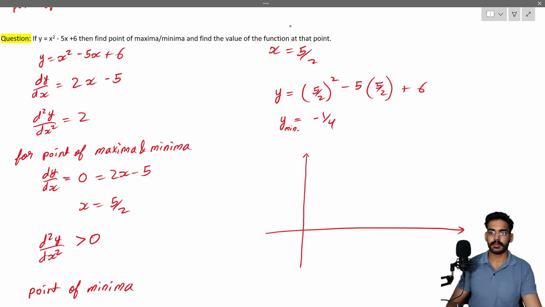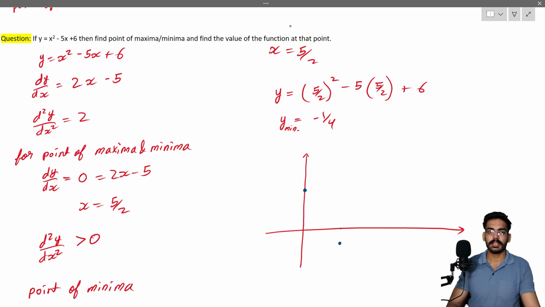Okay, we calculated the y minimum value, but still we will go one step forward and we will draw the graph of the function. So you put x equal to 0, then you got y equal to 6, means at x equal to 0, y is 6. So it is passing through this point. Okay, and x is 5 by 2 and y is minus 1 by 4. So when x is 5 by 2, somewhere here, then y is minus 1 by 4, means somewhere here. This is the minimum value that the function is achieving locally.